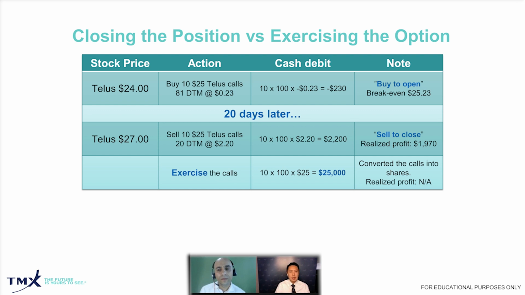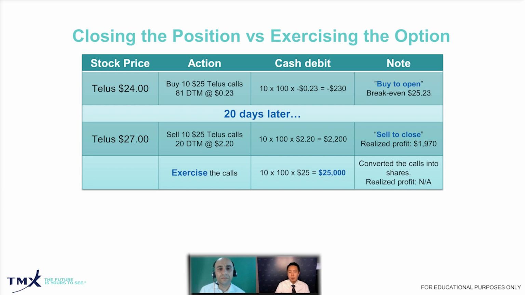And the other option is to close the option position. It's just like closing a stock position. This is the action that you take to unwind the position. So let's use TELUS at $24. If the call investor believes the stock will go up, therefore she buys a call option. Why? Because she wants to lock in a guaranteed buying price of $25.